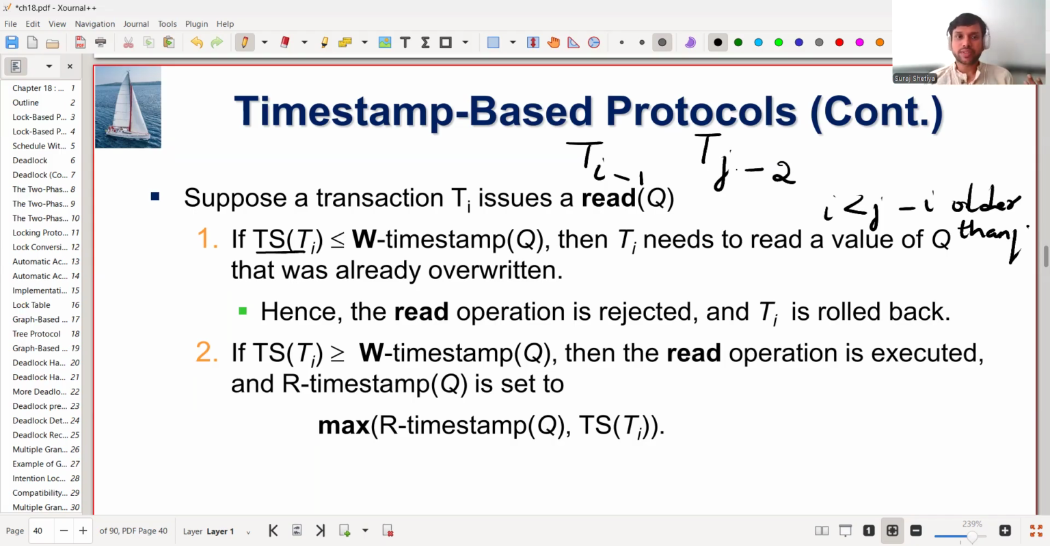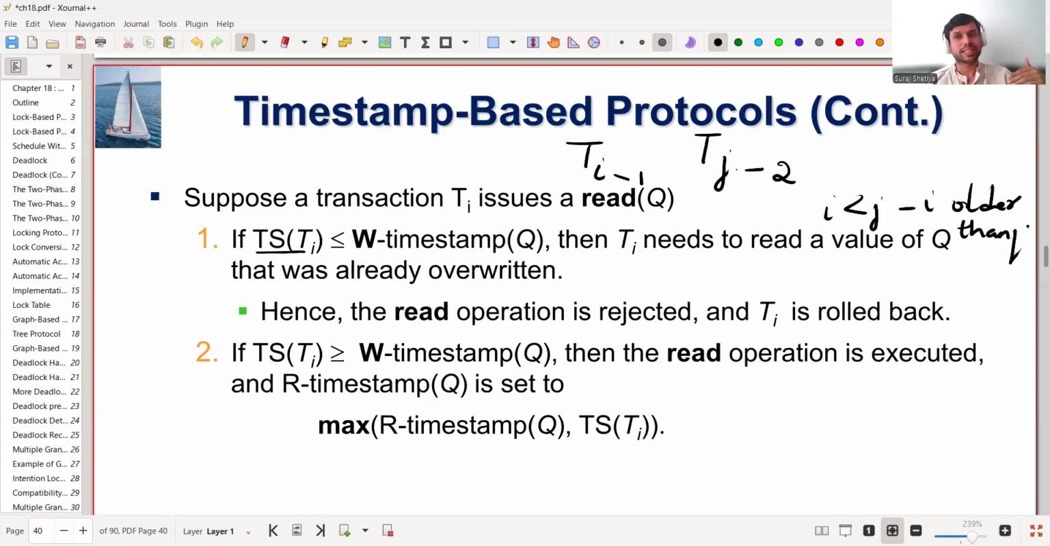Because in this case, Ti is a really old transaction compared to when the write has happened. In that case, this is like a read from the past, a write that has already happened in the future, and some transaction trying to read. It's like a red edge that we're introducing. It should not be allowed, because of which Ti will definitely have to be aborted and rolled back, and we will restart this transaction with a new timestamp.